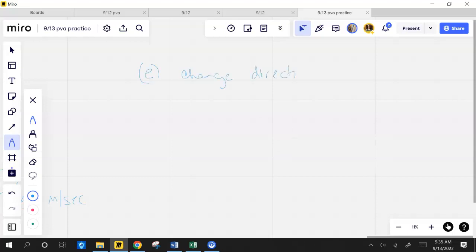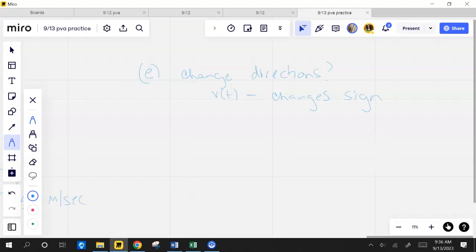So for changing direction, make sure you put this in your notes. This is a common question, changing direction. Changing directions is where velocity, this might even be on your little green sheet. Changing directions happens when velocity changes signs.